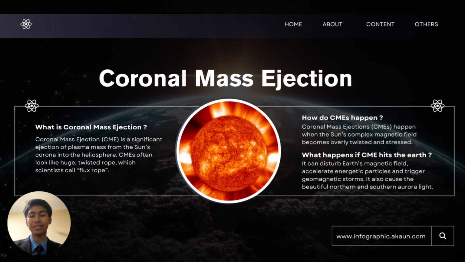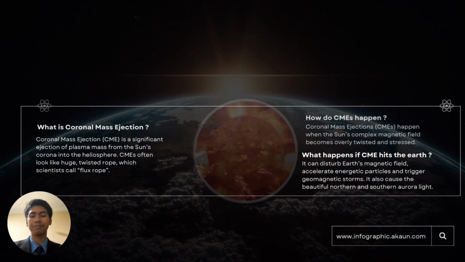Next, coronal mass ejection. What is coronal mass ejection? Coronal mass ejection, or CME, is a significant ejection of plasma mass from the sun's corona into the heliosphere. A CME is often like a huge twisted rope, which scientists call a flux rope. How do CMEs happen? CMEs happen when the sun's complex magnetic field becomes overly twisted and stressed. What happens if a CME hits the Earth? It can disturb Earth's magnetic field, accelerate energetic particles, and trigger geomagnetic storms. It also causes the beautiful northern and southern aurora lights.